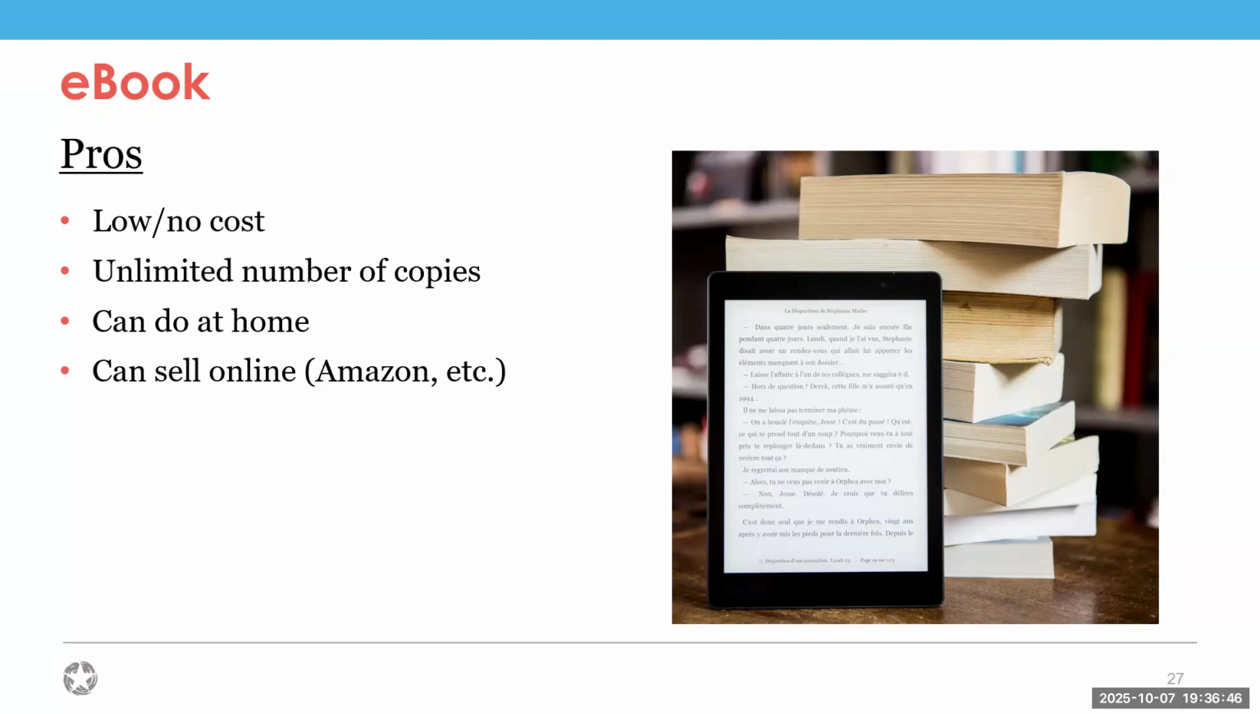Or if you just wanted to be able to distribute it to family members who live states away, but you don't want to go through all the hassle of printing out copies and making sure they get sent off and mailed and the costs associated with that, you can just send them the ebook copy and they can read it on their own personal devices.